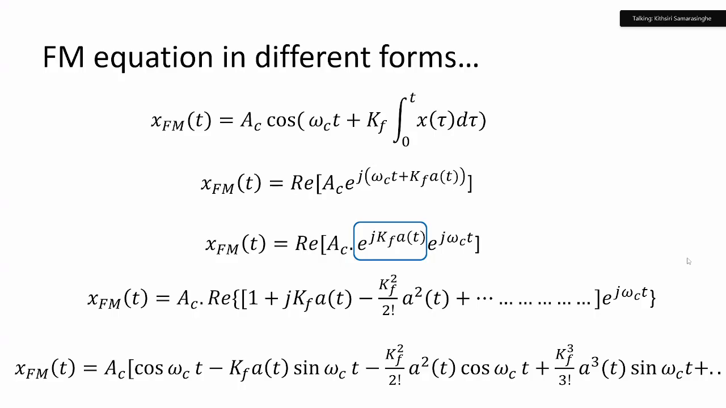What is our assumption here in the series expansion? That kf a(t) is small. Right? If it is very small, you can knock off some of these higher order terms in the series and approximate it to a few terms so that you can call it narrowband FM, which I will explain in a moment. Everything okay up to now? Okay.